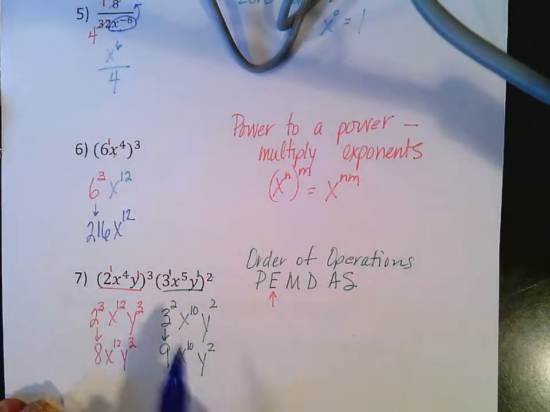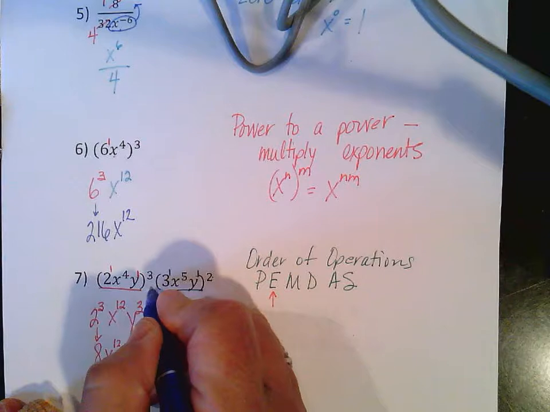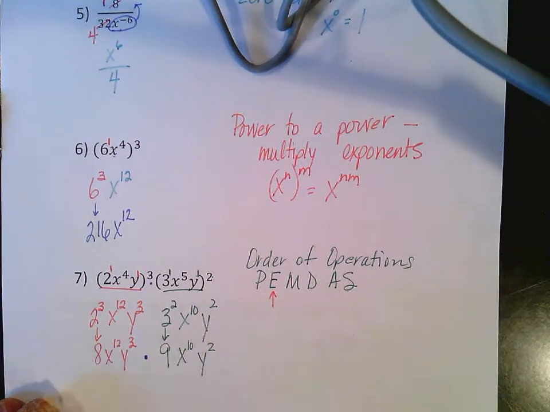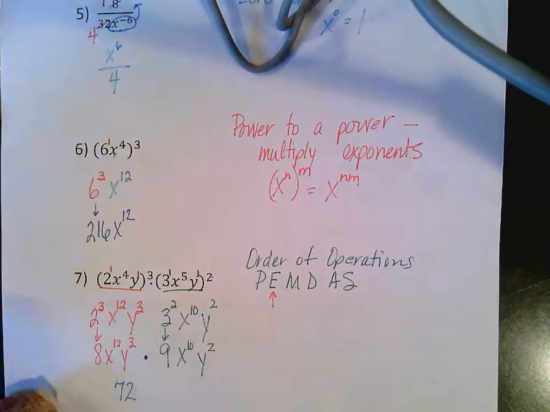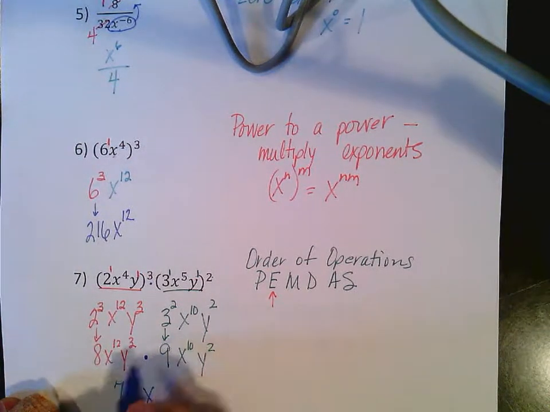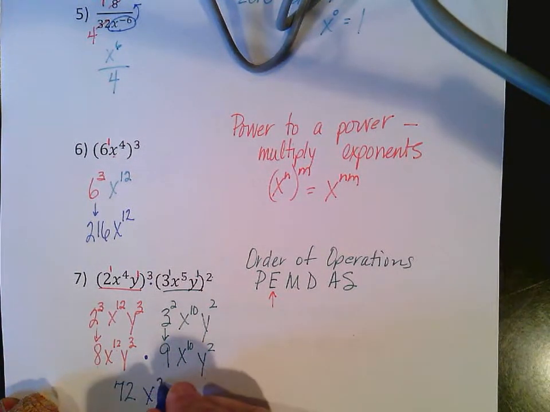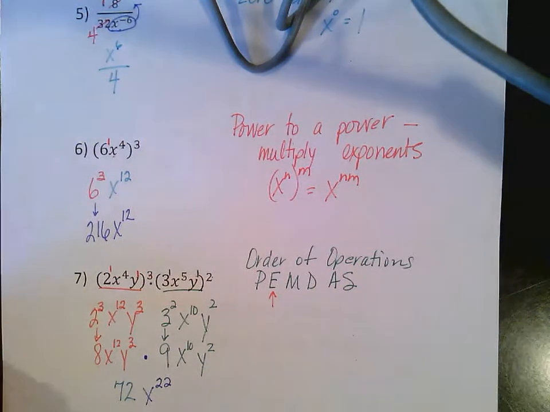And because these two terms are next to each other, there's an implied multiplication between those. So we still have to multiply these two. That's my next step in PEMDAS. And we're going to go back to our multiplication rules. Remember, when we multiply the coefficients, 8 times 9 is 72. But we add exponents. So for my x, I've got 12 and 10, which is 22. And for the y, I have 3 and 2, which is 5.